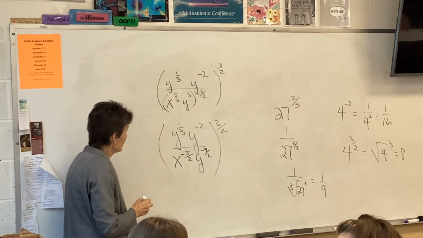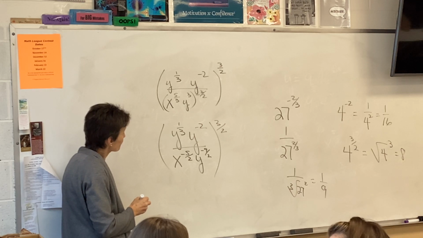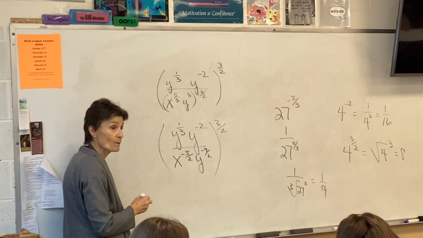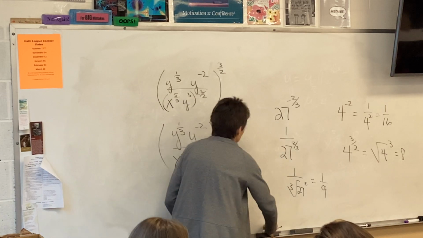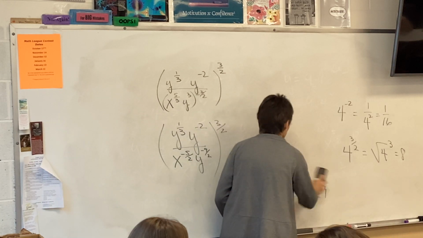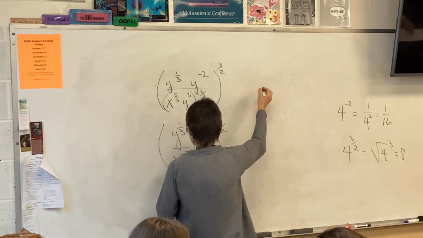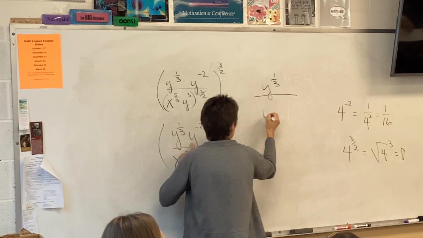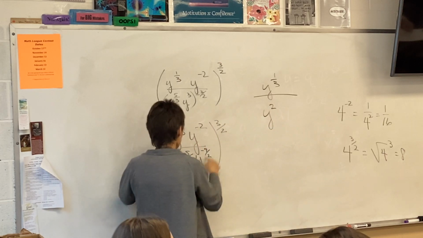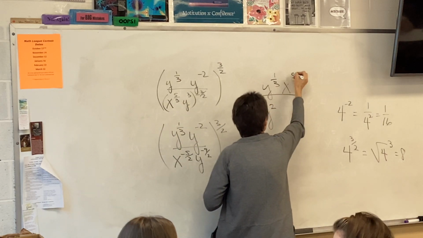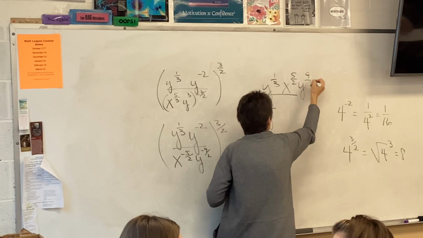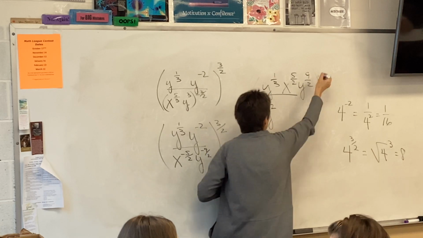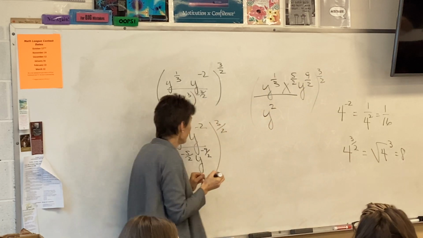Then I flipped the negatives, moved things around. I like to do that myself; I would probably do that. So the y to the 1/3 is staying up, the y squared is coming down. These are both going up. And of course, when I move them, their exponents become positive.